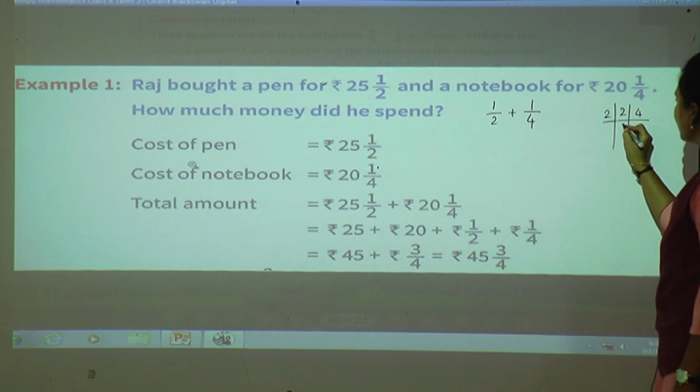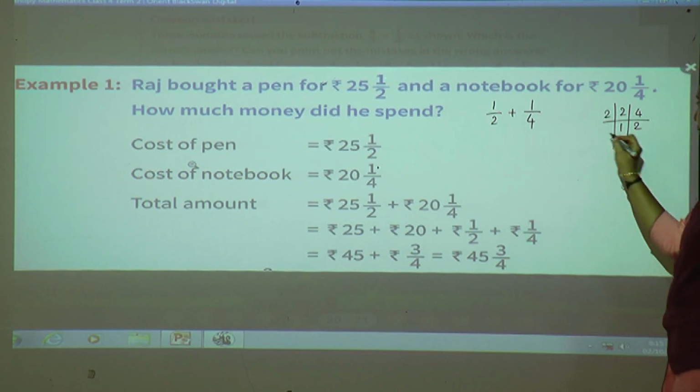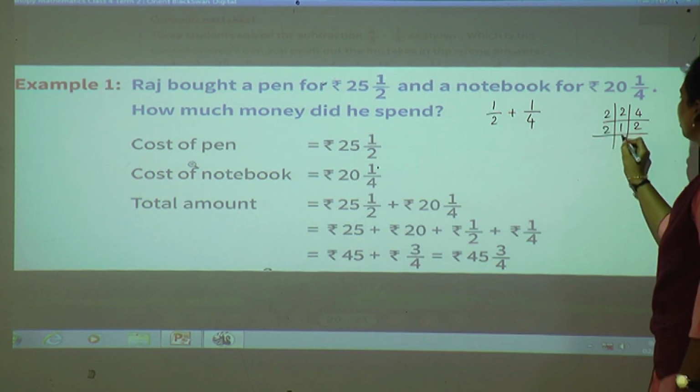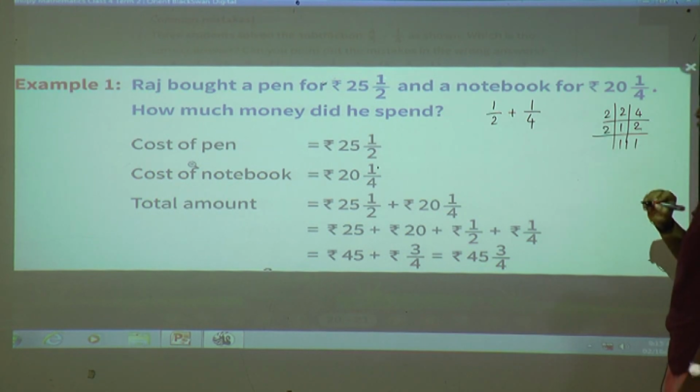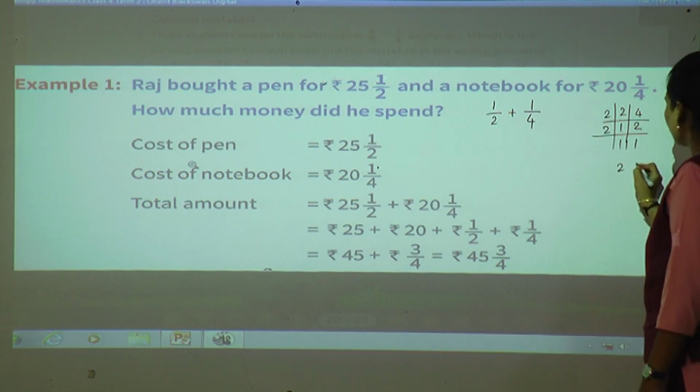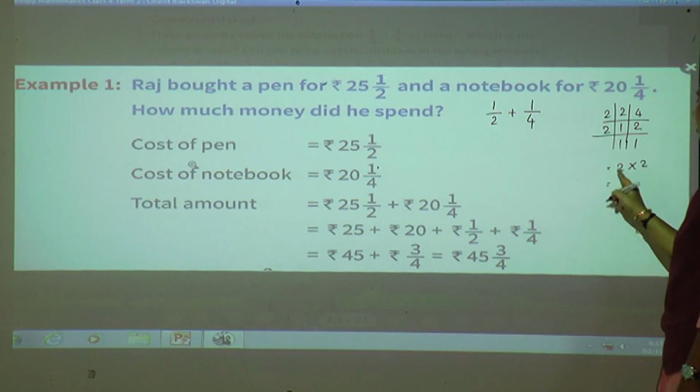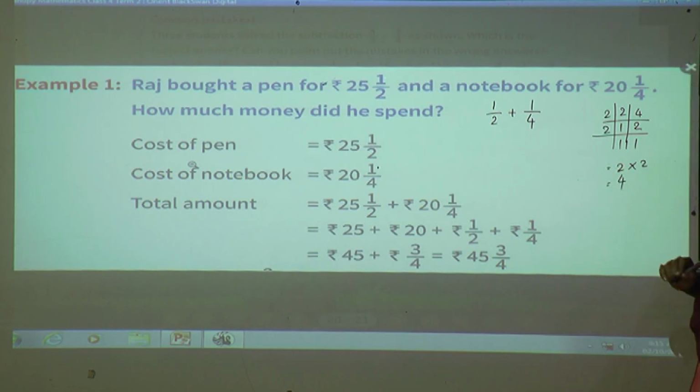See, 2 1s are 2, 2 2s are 4. Now the next, 2 1s are 2, 1 has it is 1. So what are the multiples of 2 and 4? 2 2s are 4.